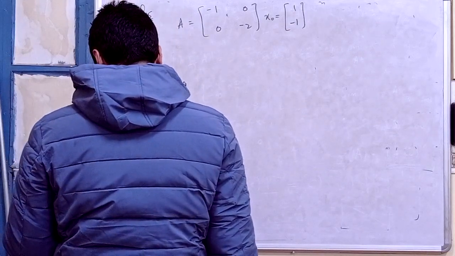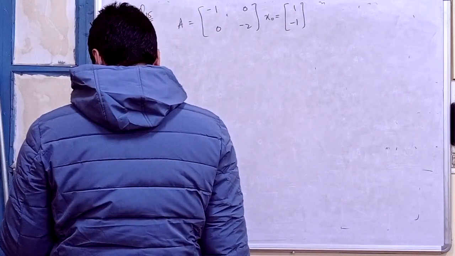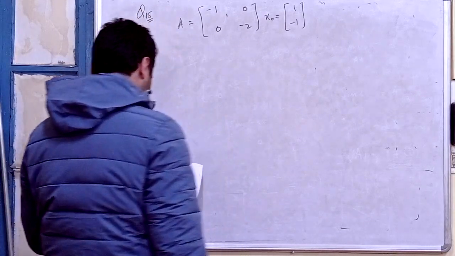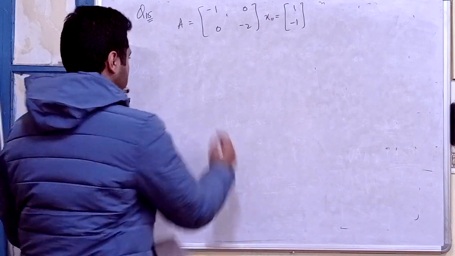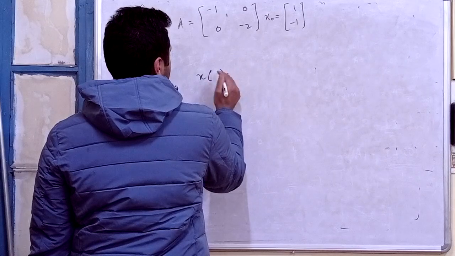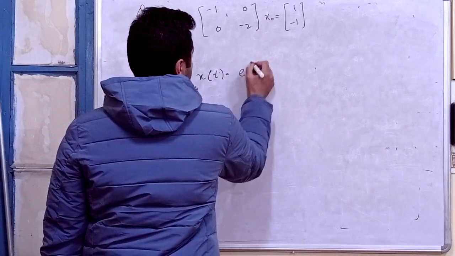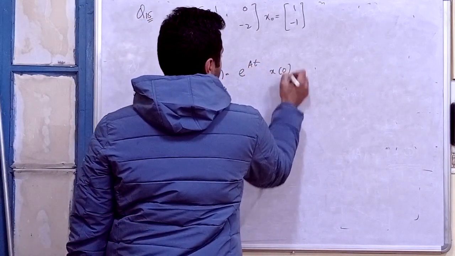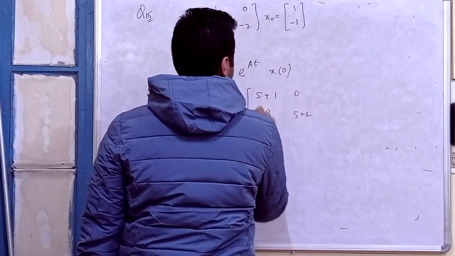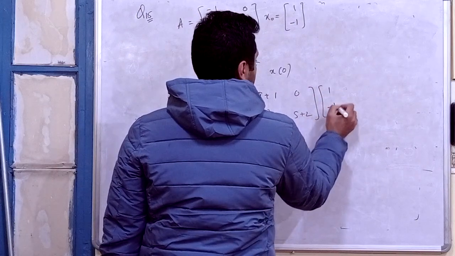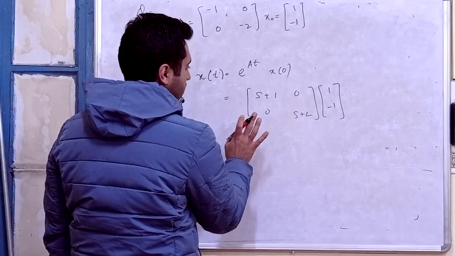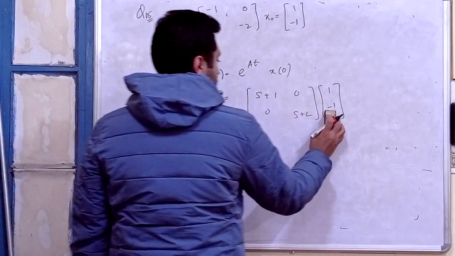Is there anything about input? No, there is no input here. So simply x of t you have to evaluate. Since there is no input, this is zero input response, which I showed earlier. You have to evaluate e to the power At times x0. s plus 1, s plus 2, 0, 0, and multiply with 1, minus 1. This is not e to the power At.